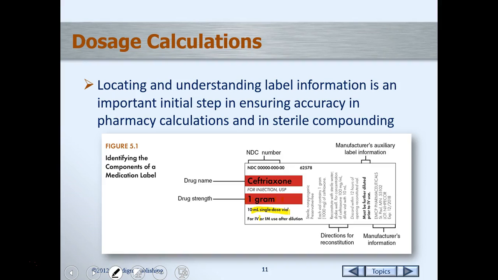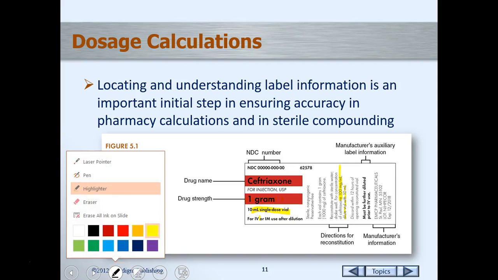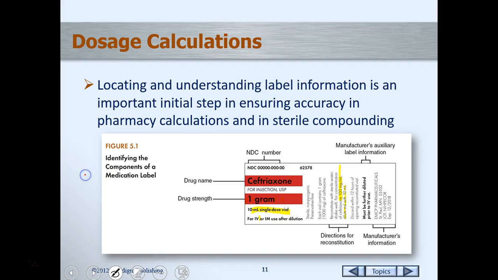Reconstitute with sterile water. Shake well for concentration of ceftriaxone. We're going to dilute with 10 with a final concentration of 100 milligrams per milliliter. So if the doctor had ordered 1 gram, we would drop the entire content of this vial.